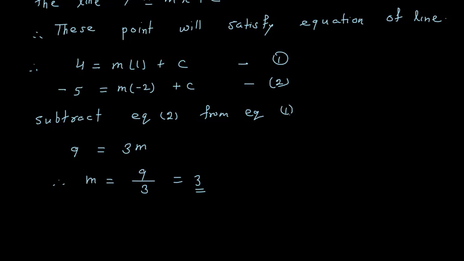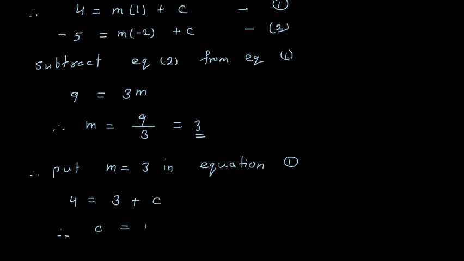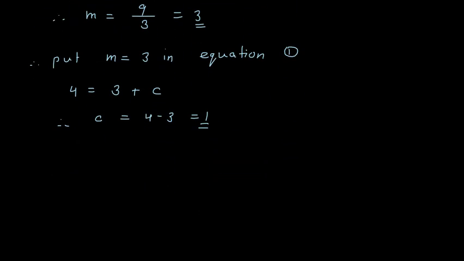Now we will put this value of m in any of the equations. So therefore put m equal to 3 in equation 1. So we will get 4 is equals to 3 plus c, and therefore we will get the value of c as 4 minus 3. 4 minus 3 is 1. So I get value of c as 1. So therefore finally our answer is m is equals to 3 and c is equals to 1. So this is my result. m is 3 and c is 1.